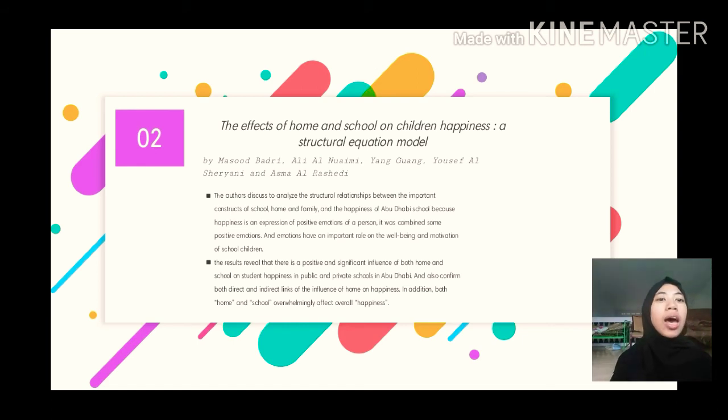Happiness is an expression of a person's positive emotion, and this is very important to school learning, well-being, and motivation of school children. The result is that there is a positive and significant influence of both home and school on student happiness. This article also determines how the school and the parents should work together to develop their children's happiness.